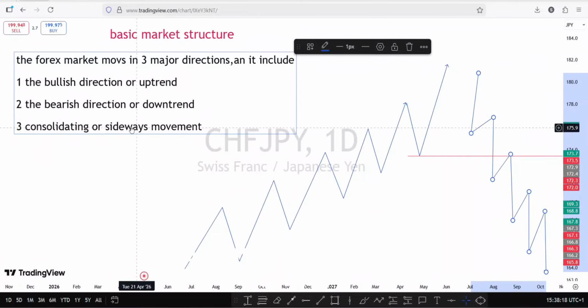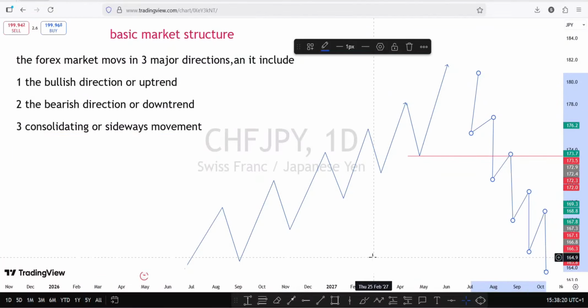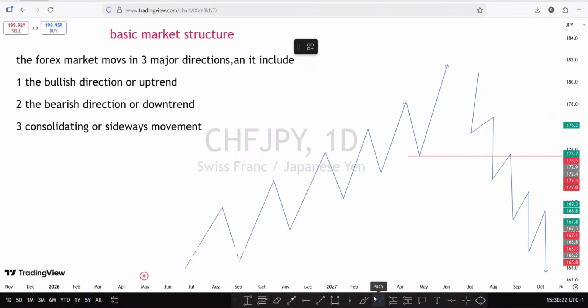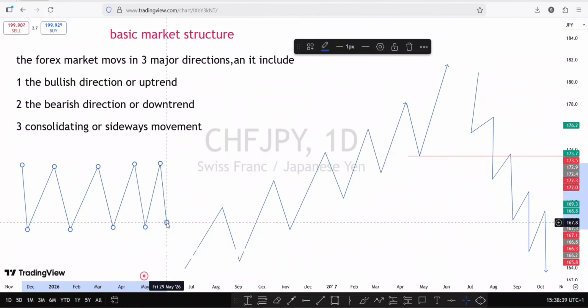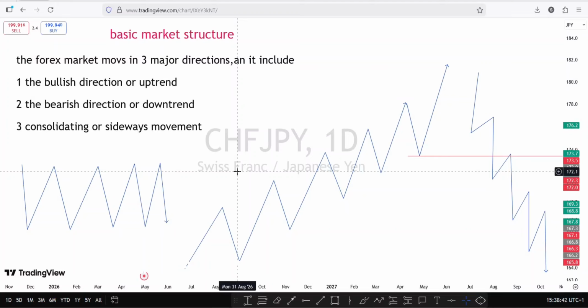Now, the consolidating market or sideways movement is just so simple. This is when price is neither going up nor coming down. It is just consolidating at a particular axis just like this. Please let's pay attention. Just consolidating just like this. So it is very, very simple.